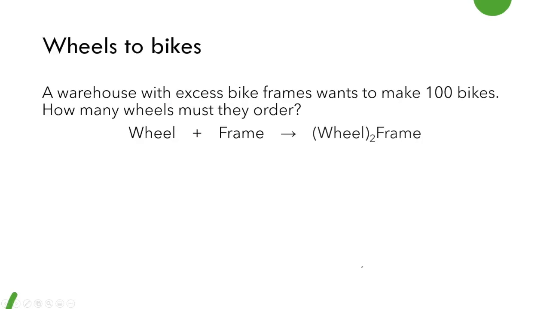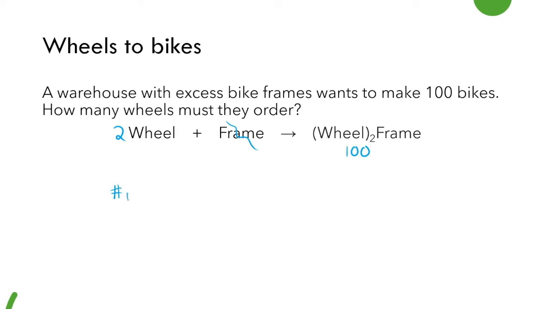Let's look at a second intuitive example here. In this one, we're asked, a warehouse with excess bike frames wants to make 100 bikes. How many wheels must they order? So they tell us that we have excess bike frames, so we don't really need to consider that. We've got as many as we want. We want to make 100 bikes. As a result, we're going to balance this equation and then use the stoichiometric coefficients like we did before.